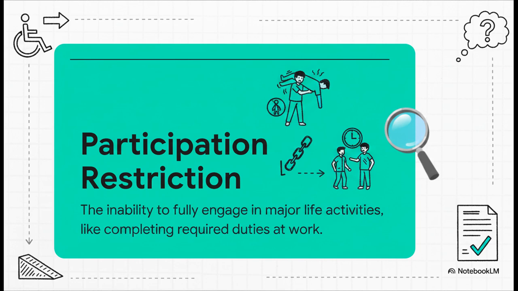And that brings us to the final piece of the puzzle, participation restriction. This is the big one. This is when those daily limitations get so bad they stop you from fulfilling a major life role. And for most of us, that means our job. For Mrs. Brown, she can't lift patients anymore. She can't stand for long periods. She simply can't do her job as a CNA. So you see the chain, impairment, to limitation, to restriction.